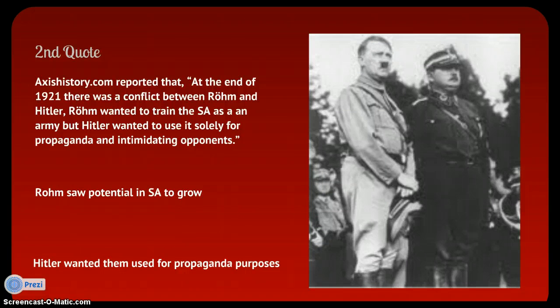AccessHistory.com reported that at the end of 1921 there was a conflict between Rome and Hitler. Rome wanted to train the SA as an army, but Hitler wanted it to be used solely for propaganda and intimidating opponents. Rome saw potential in the SA to grow as Germany's main army force.